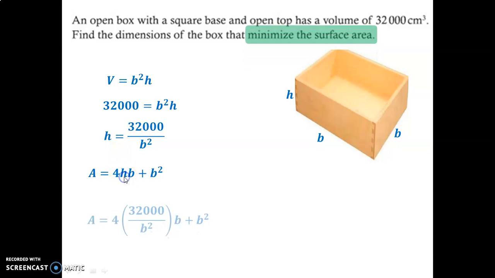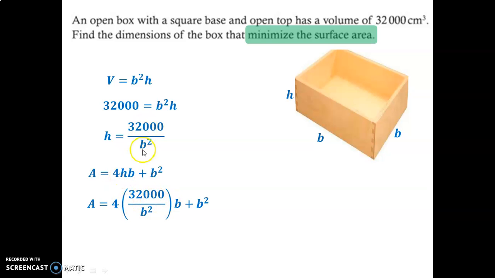Okay, so my area formula then with that substitution made is this. This can be simplified, of course, so simplify it. What do you get? I got this. Okay, the 4 times 32,000 is this. That b squared I moved up, made it b to the -2, and when you multiply by that, you combine those to get -1, and there's that. Okay, there's our area model.